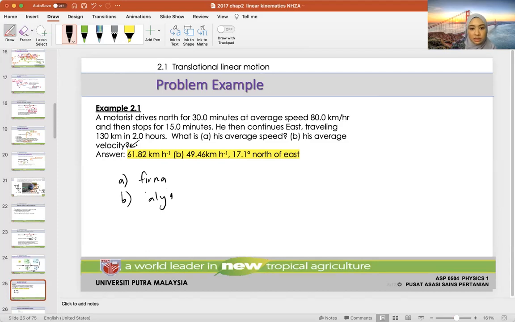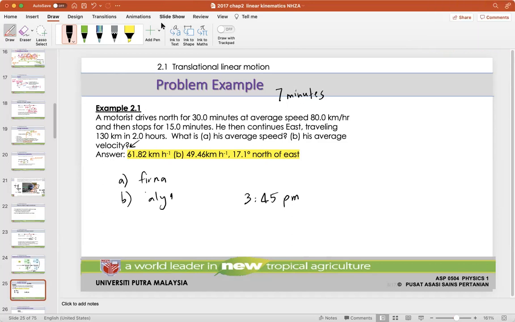So let's do this. Hopefully in 7 minutes we can finish. Everyone else, please try. If Firna and Alia don't get it, you guys have to help me. Okay, so please try it. 7 minutes from now. If you have questions, you can ask.